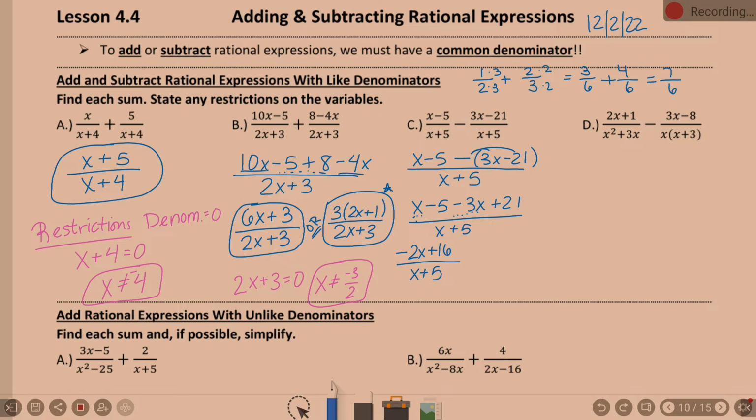Is there any factoring I can do? Yeah, technically there's a GCF on top. What's my GCF on top? Negative 2. I would say negative 2 because my first number is negative. So I would say this is negative 2 times x minus 8 over x plus 5.